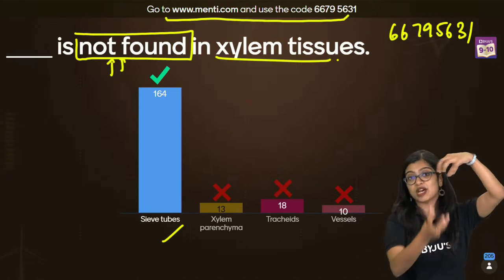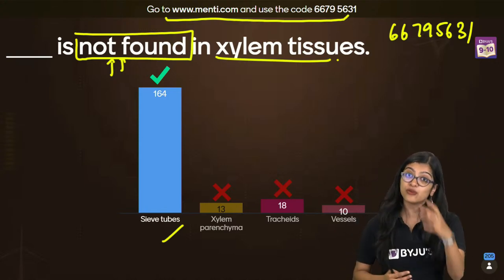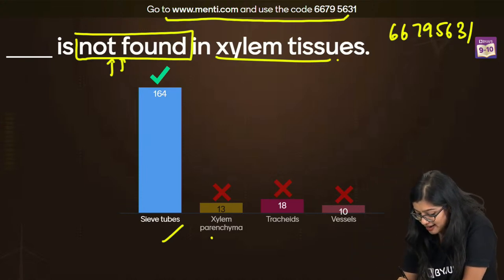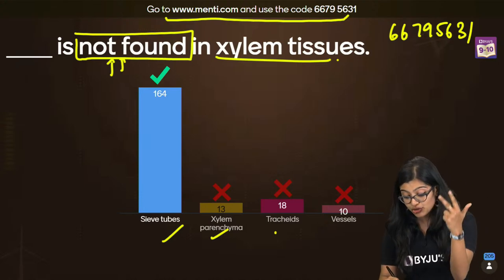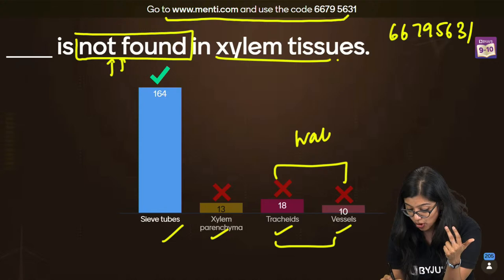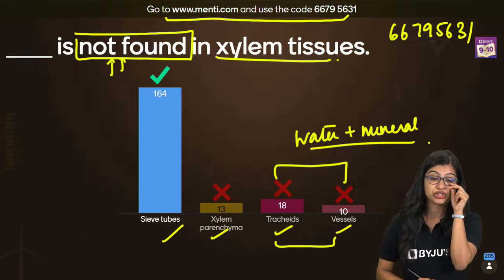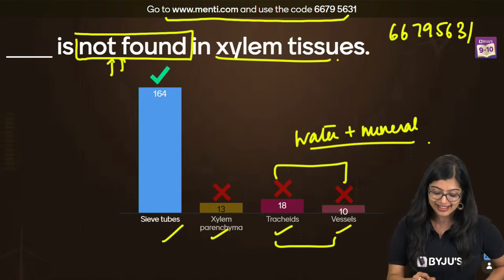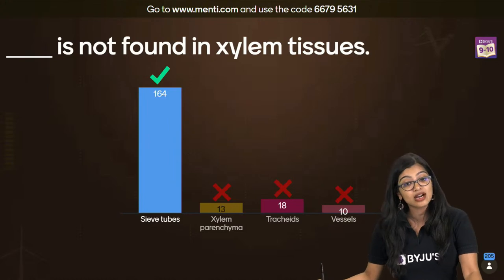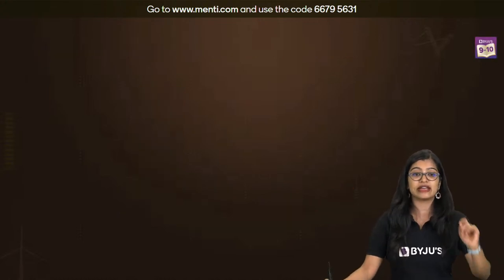And we know that sieve tubes are made up of many sieve cells that form a continuous structure for the transport of food materials, right? But xylem parenchyma, xylem fibers, tracheids and vessels, especially tracheids and vessels, are necessary for the transport of water and minerals, which is an important function of xylem tissue, which is why in this case the correct answer here is option A, sieve tube. So read the question very clearly, okay?